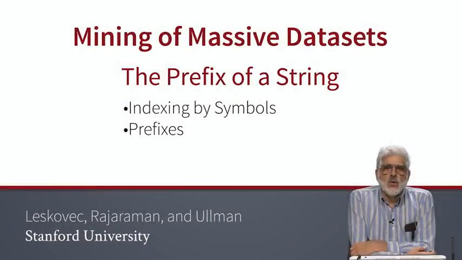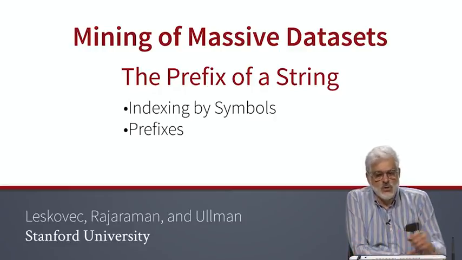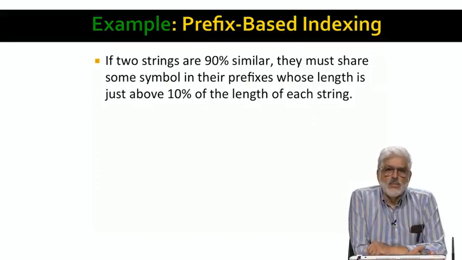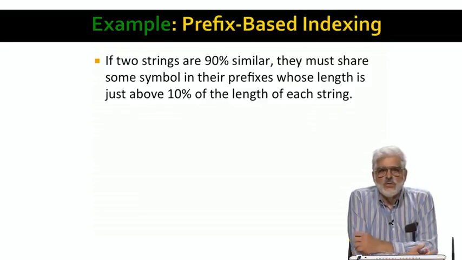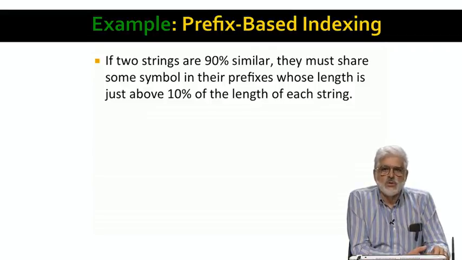We're now going to take up a more powerful form of indexing, in fact, several different improvements. Our first is based on the idea that if the Jaccard similarity is very high, or equivalently the Jaccard distance is very low, then two strings representing sets of that Jaccard distance must have a symbol in common among their prefixes, whose lengths are approximately the Jaccard distance times the length of the shortest string. For example, if we want strings that are 90% similar, that is Jaccard distance up to 0.1, then it suffices to look for a common symbol among the prefixes of the strings, where the prefix of a string is approximately the first 10% of that string.